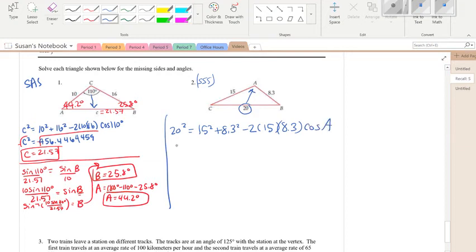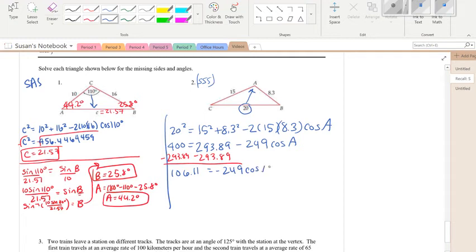So I would always get in the habit of writing this out because often I see students get this problem wrong. So this gives me 293.89 minus 249 times the cosine of A. And then, of course, you want to subtract 293.89 first. When we do that, we end up with 106.11 is equal to negative 249 times the cosine of A, divided by negative 249.